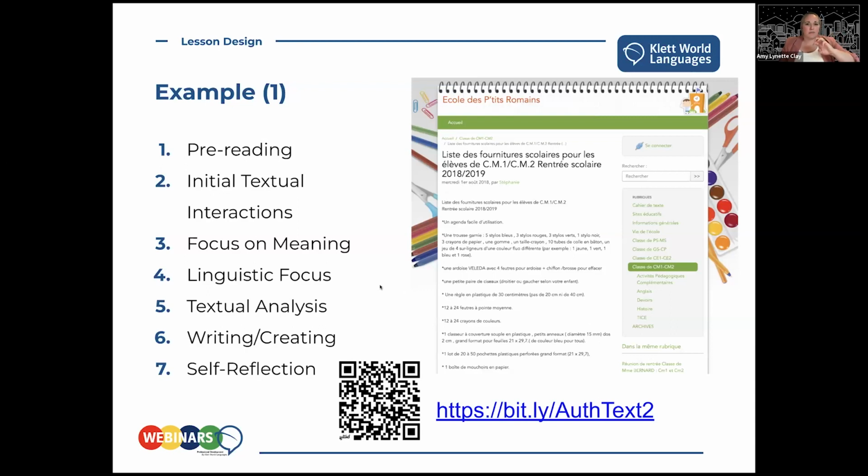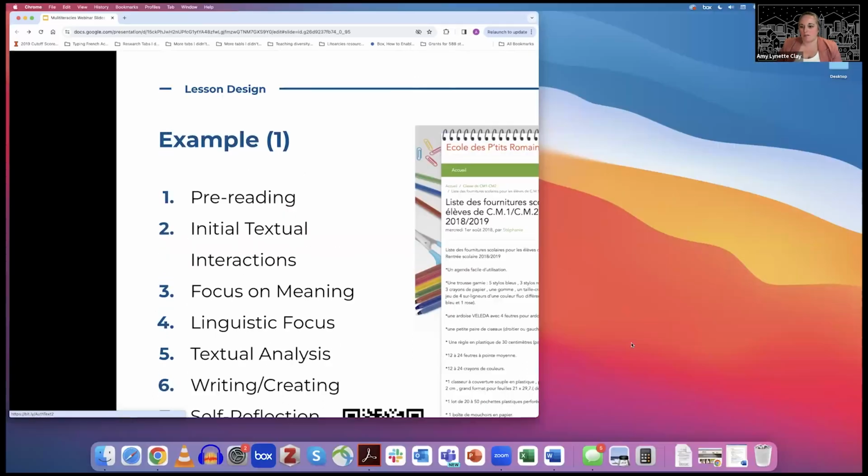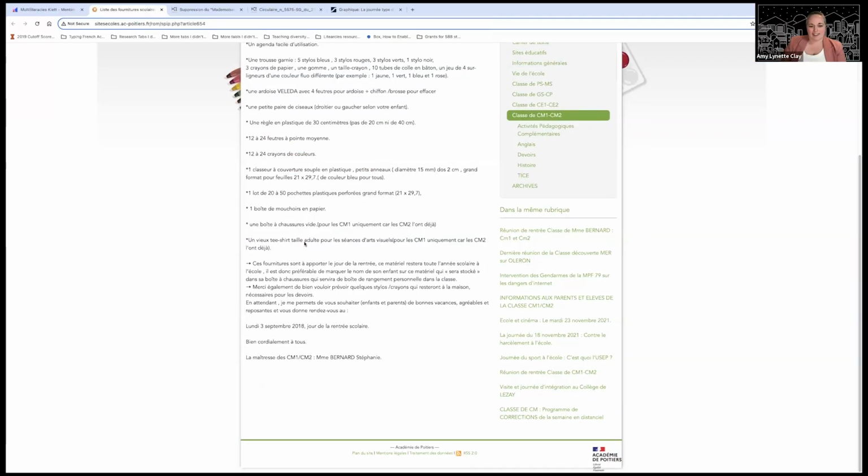I might point out some of the cultural things in here. So in the US, when we use rulers, we tend to do inches. And so I might ask them to find how to say ruler in French, by finding the 30 centimetres here. There's a few more things on this that are interesting, that I'm gonna actually bring up.